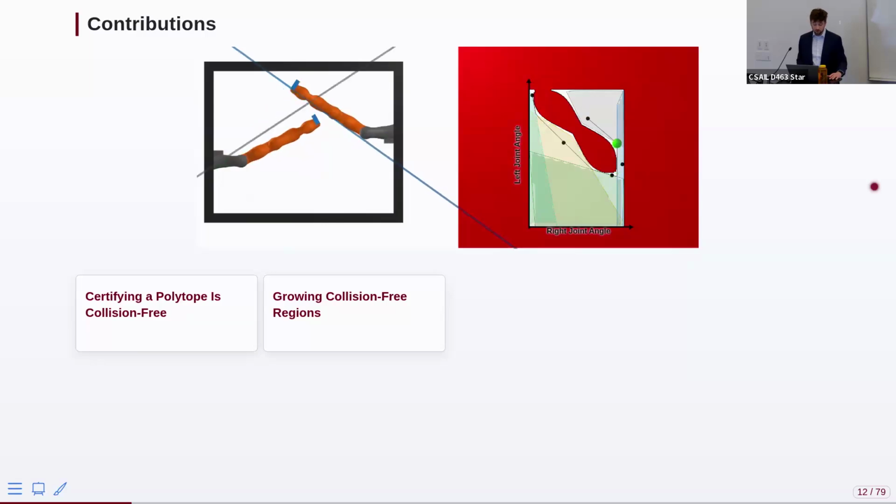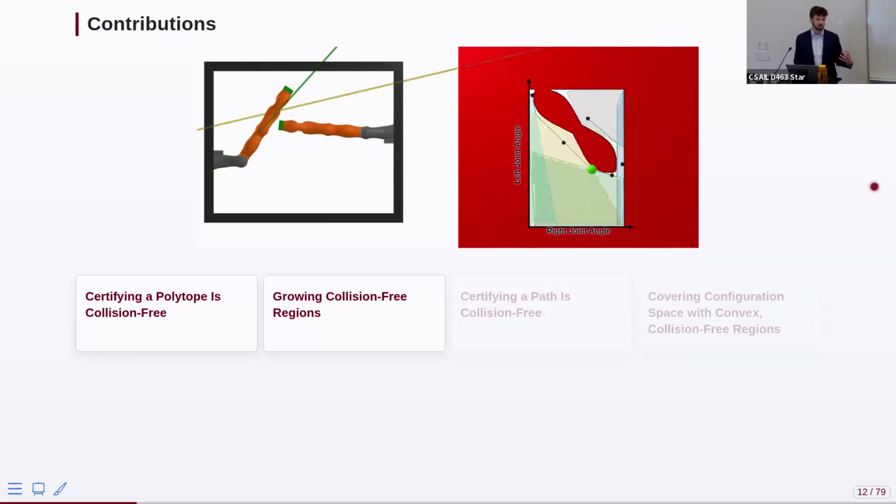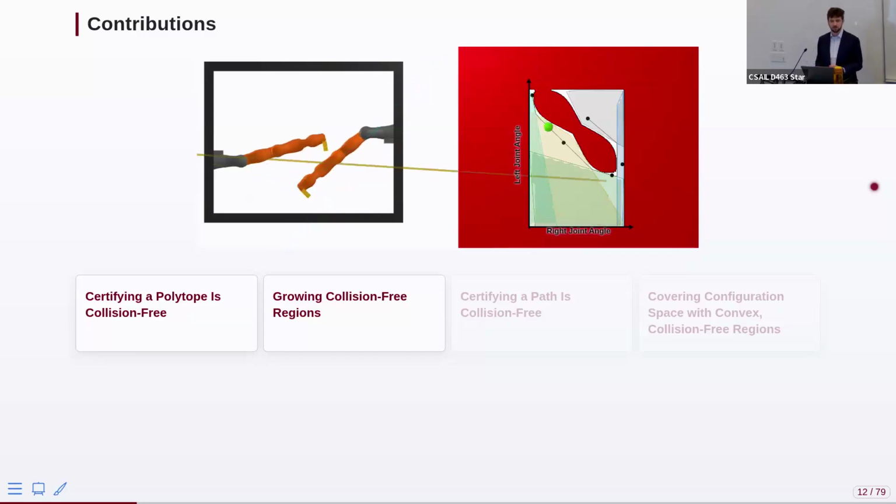In this chapter, if you're interested in this line of work, we also show that you can certify just a trajectory much more efficiently than the full dimensional case, and also how to go from doing one region to many regions, but I'm not going to have time to talk about that today.